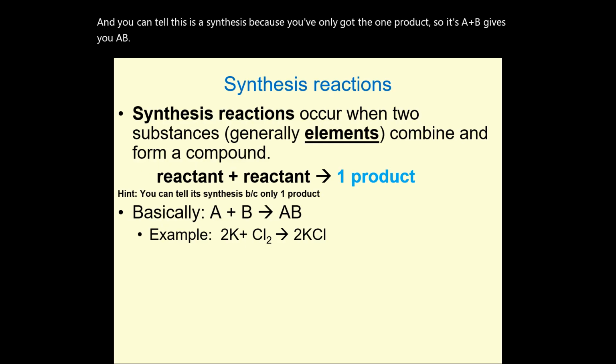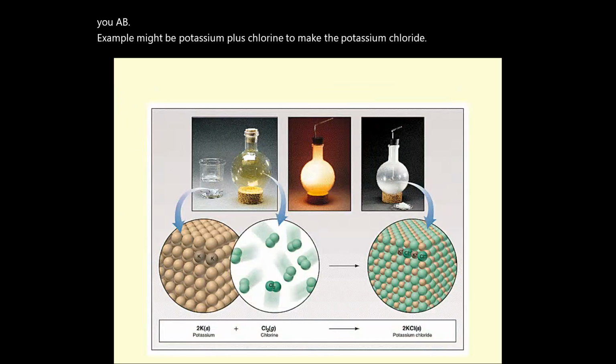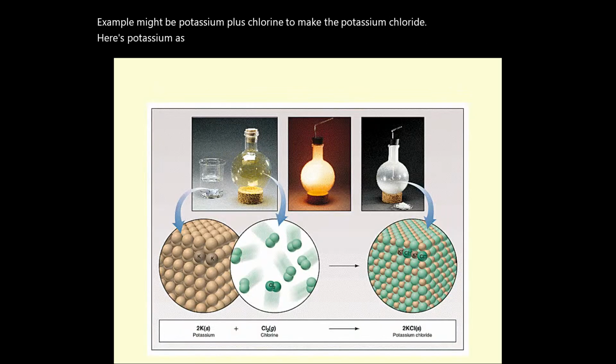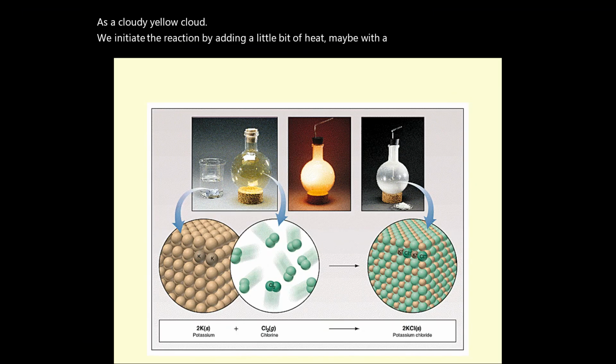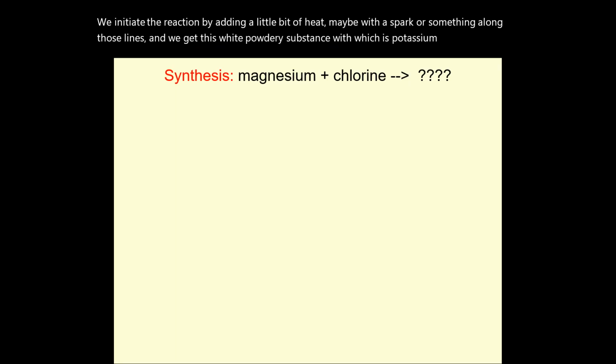An example might be potassium plus chlorine to make potassium chloride. Here's potassium as a metal, shiny metal. Here's chlorine gas as a cloudy yellow cloud. We initiate the reaction by adding a little bit of heat, maybe with a spark or something along those lines, and we get this white powdery substance which is potassium chloride.